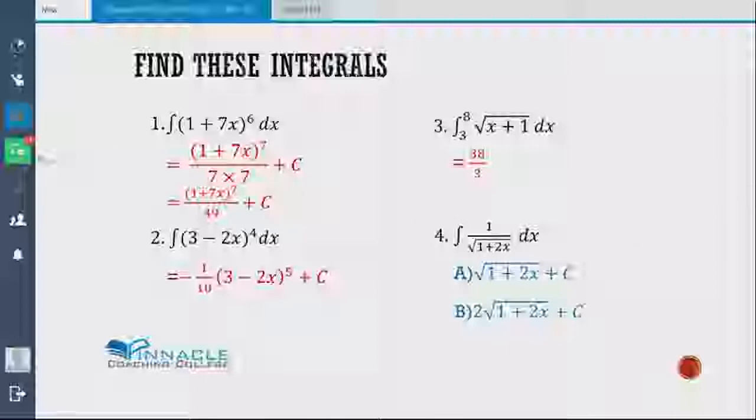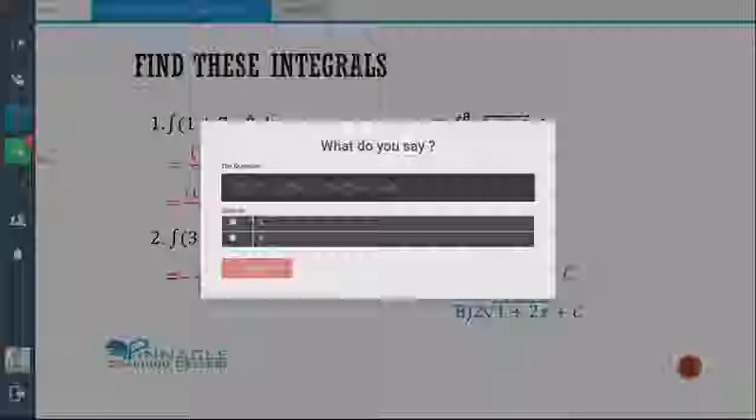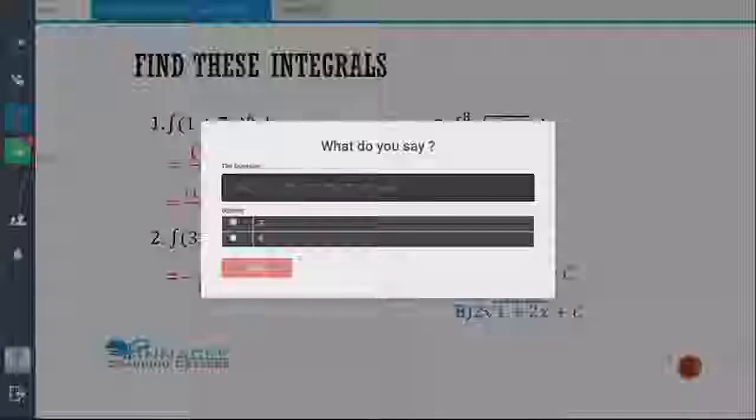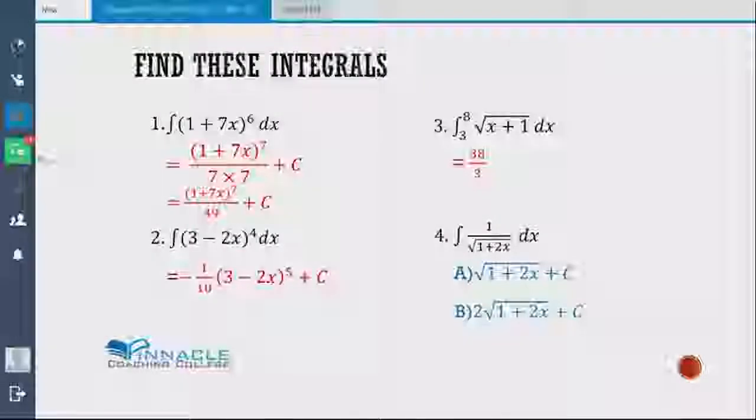All right, so I'm going to put up the poll now. You had a chance to have a go. All right, tell me which one you get. All right, excellent. So I can see there's a bit of a split here in terms of the correct answer. So let's have a look.